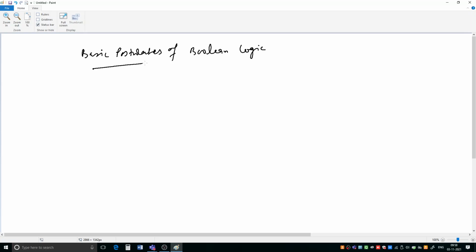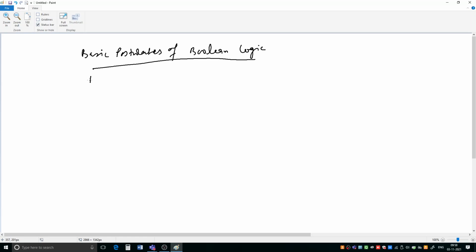Logic. Basic postulates of Boolean logic. Here we will be working with 1 or 0 only, two variables, 1 and 0. Basic postulates means what different operations we can perform.